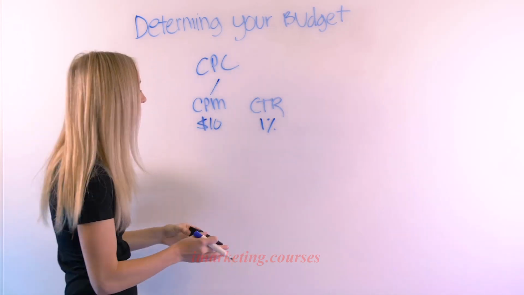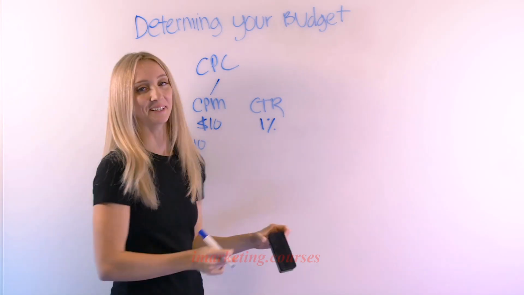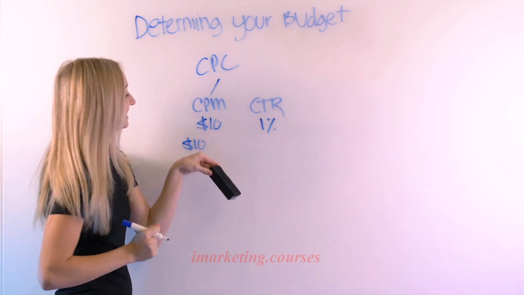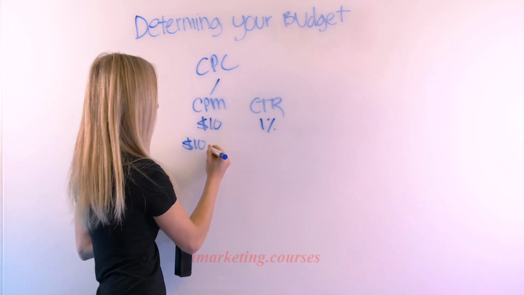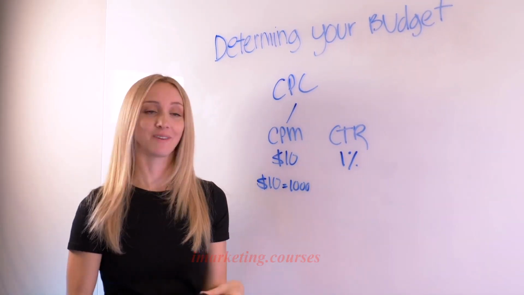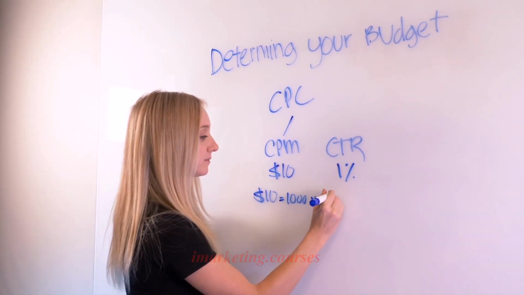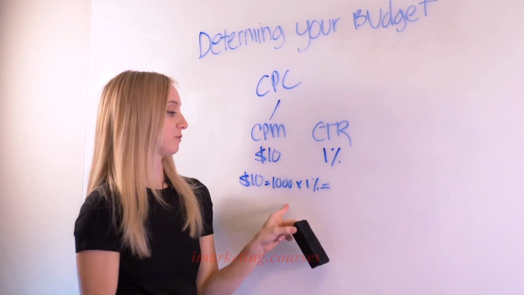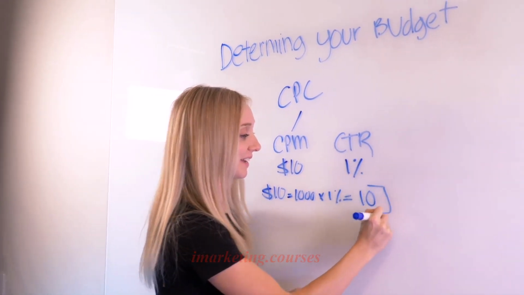So let's say you spend $10 your first day of running TikTok ads. Woo! Spent 10 bucks, your CPM is $10. So that means that you're gonna reach 1,000 people on TikTok. TikTok's showing your ad to 1,000 people. And your click-through rate is 1%, which means that you are getting 10 people to your site.